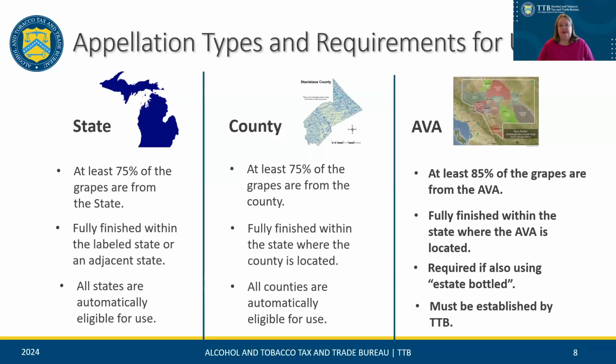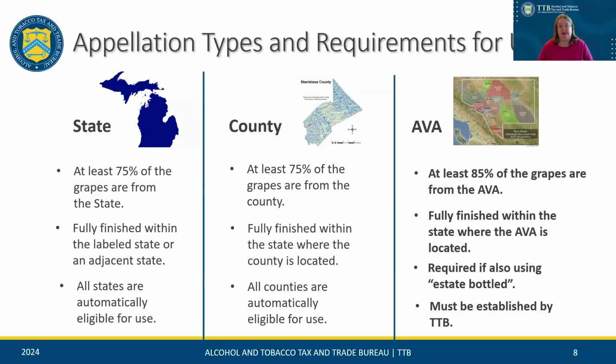Let's take a look at the 3 main types of appellations of origin that are found on wines. The first is using a state's name. If you choose to use the name of a state, at least 75% of the grapes in that wine must come from the state that you are labeling. The wine also must be fully finished within the labeled state or an adjacent state. And all states are automatically eligible for use as an appellation of origin, so you don't need to petition TTB to have your state recognized as an appellation of origin.